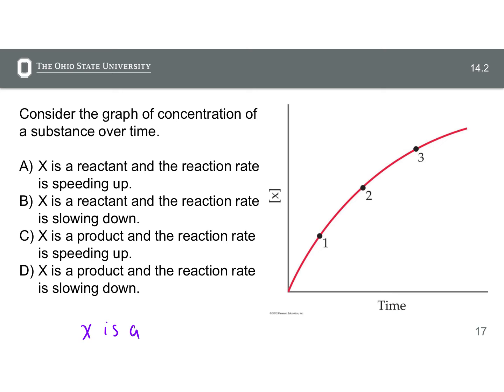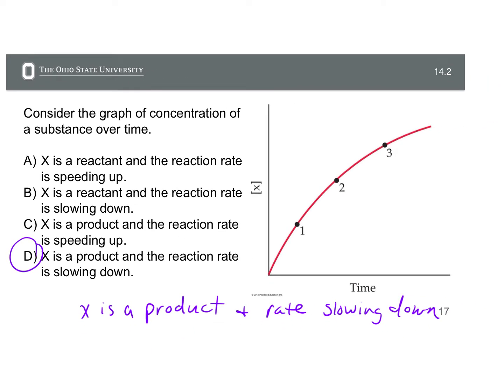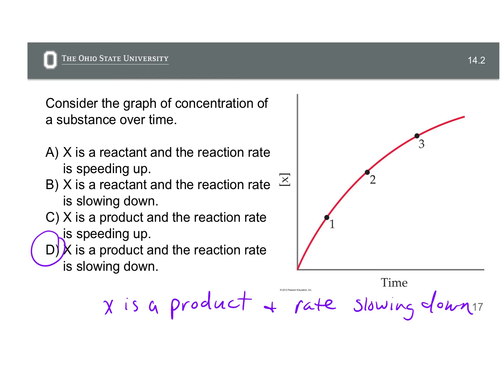Okay, so is X a reactant or a product? Product? Why do we know that? Yeah, the concentration starts probably at 0. There's no units and no numbers on here, but let's say it's 0, or very low at least. And then what about the rate? Is it speeding up or slowing down? It's slowing down. So the answer is D. We know that the rate is slowing down because our plot tends to flatten out.